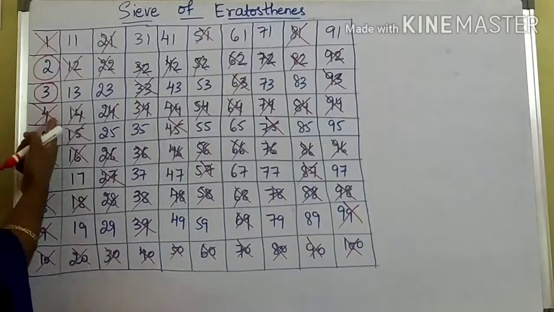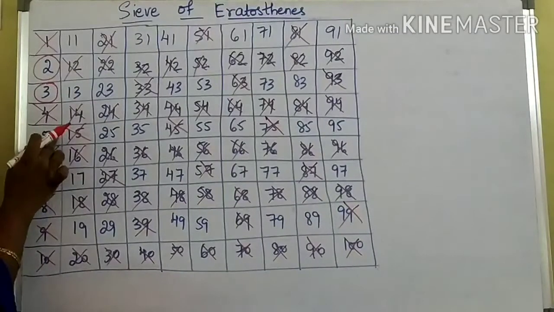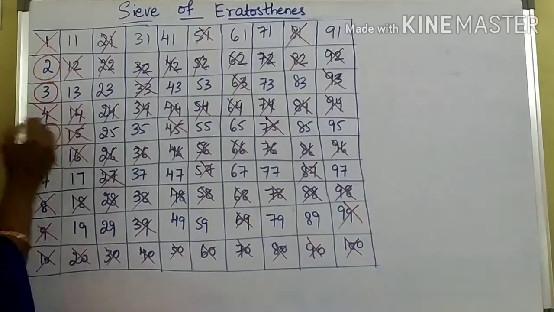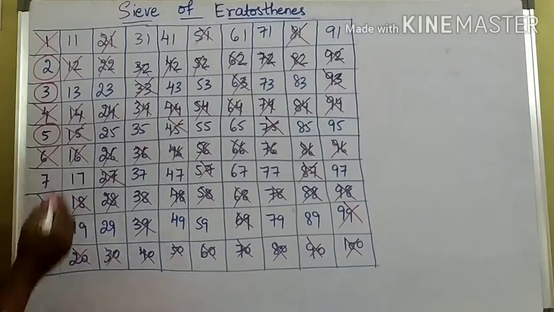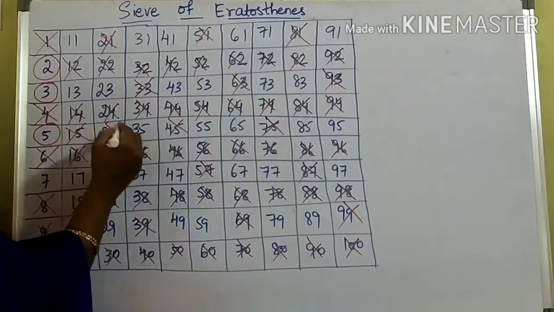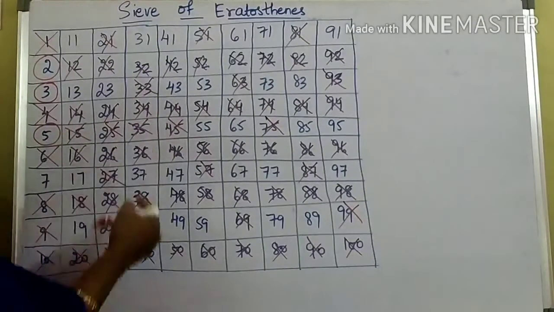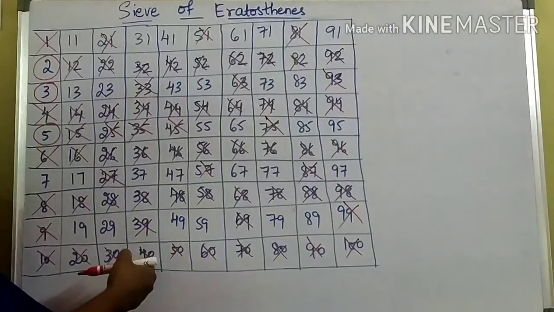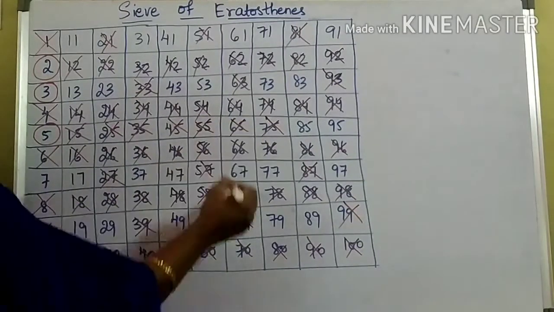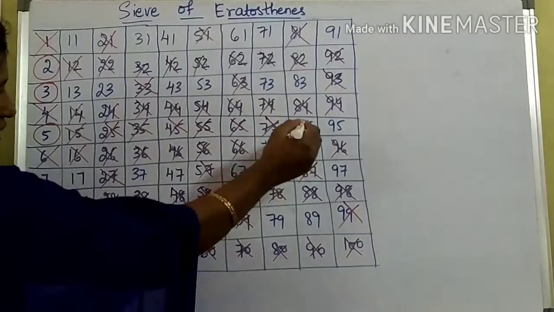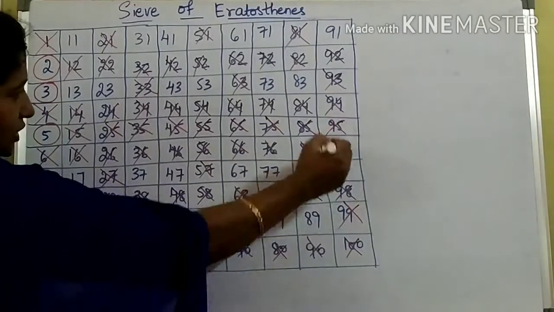Coming to the next number, 4, already crossed out. So the next prime number is 5. Encircle this 5 and cross out all the other multiples of 5: 5, 10, 15, 20, 25, 30, 35, 40. These are all the multiples of 5. Now 45, 50, 55, 60, 65, 70, 75, 80, 85, 90, 95, 100.